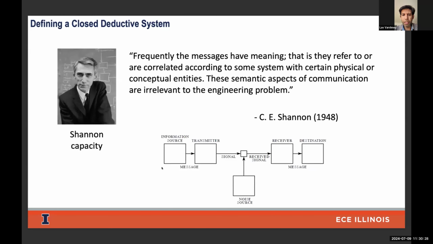And Shannon himself, in the first paper on information theory, said that frequently messages have meaning. They refer to some physical or conceptual entity, but these semantic aspects of communication are irrelevant to the engineering problem. So he cast semantics out of the scope of communication theory and said everything within the block diagram of the communication system is what we care about, and what is outside we do not.